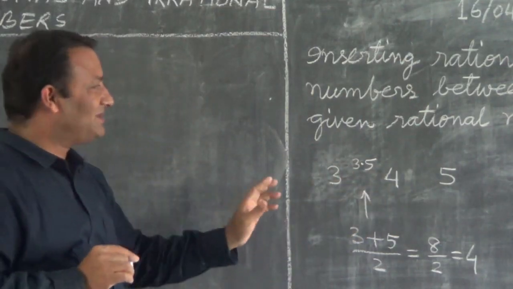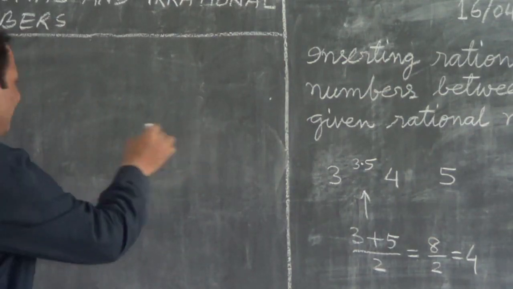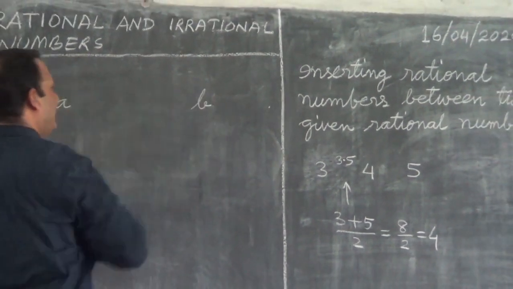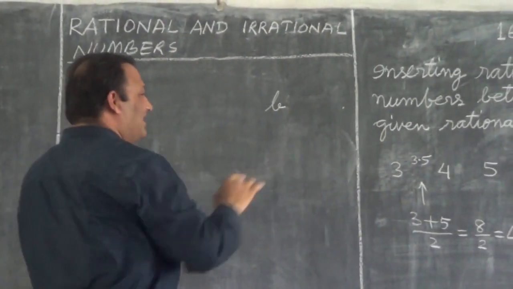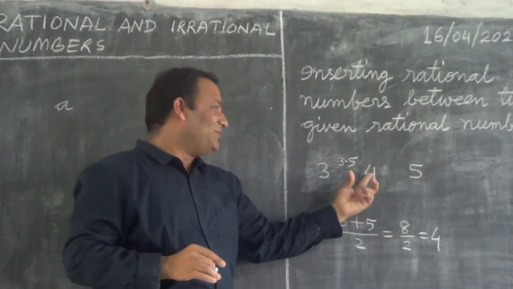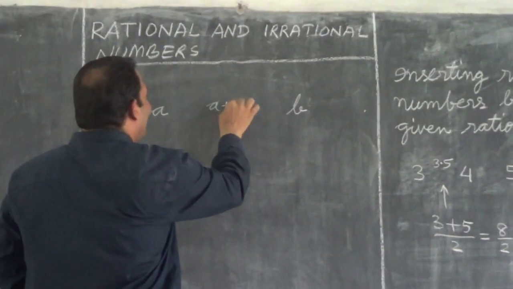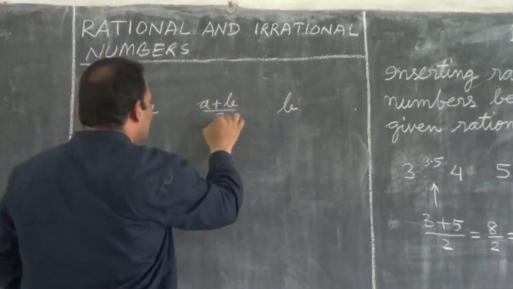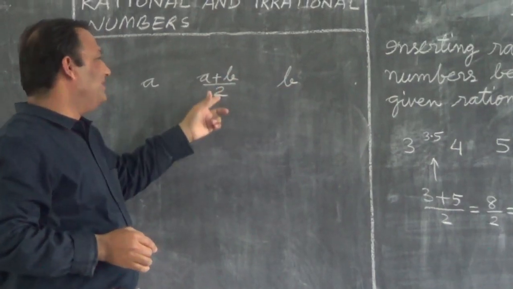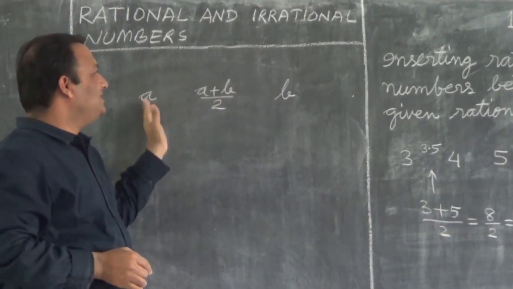So what is that method? If two numbers are given to us, say A and B. Here, what is my A? 3. What is my B? 5. So between these two, which rational number will appear? A plus B by 2. Add the two given rational numbers and divide by 2, and that answer will always be in between these two numbers.